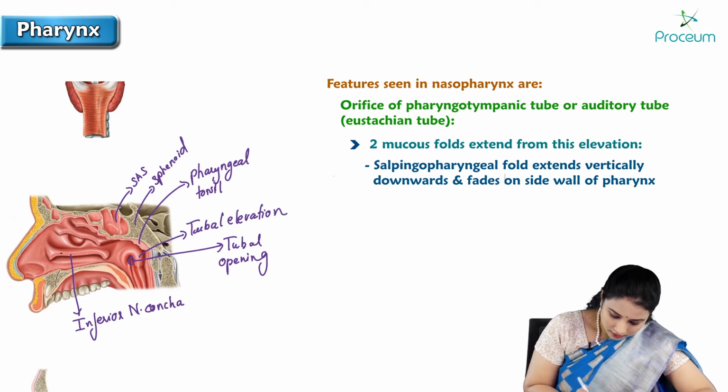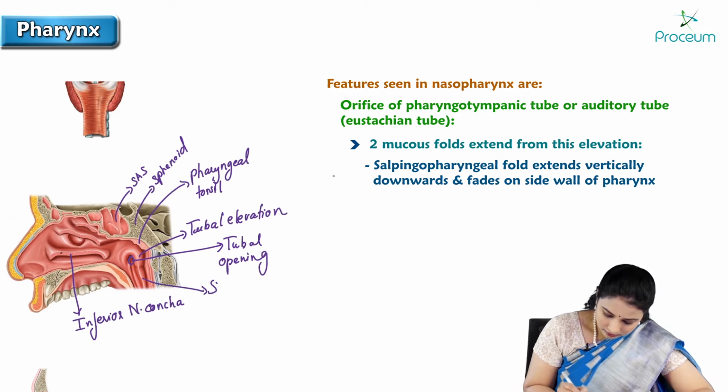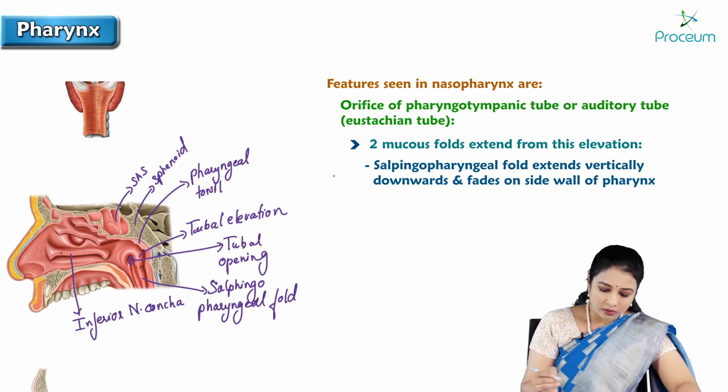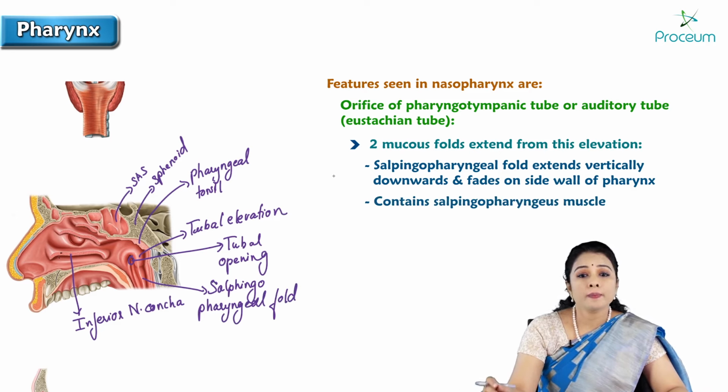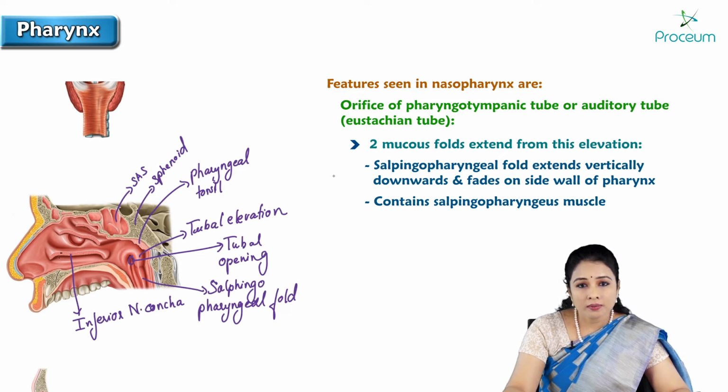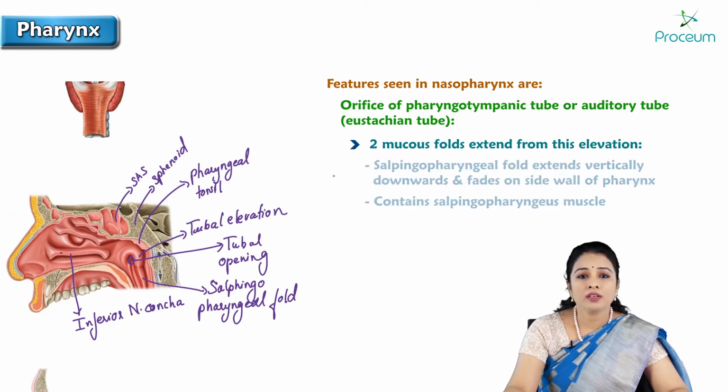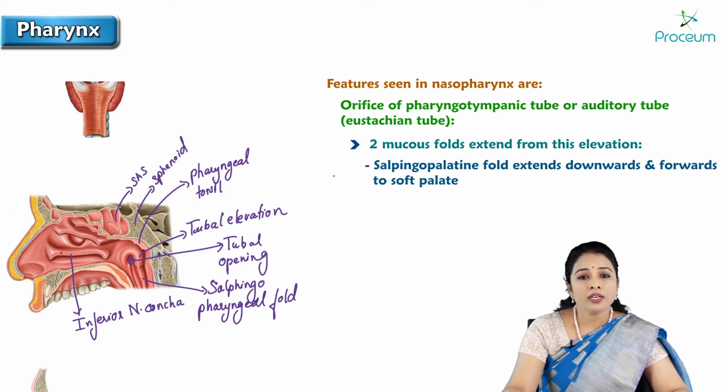So here is the salpingopharyngeal fold, which contains the salpingopharyngeus muscle. Salpinx means tube. So it is a muscle attached to the auditory tube. That is the reason it is called the salpingopharyngeal fold containing salpingopharyngeus muscle. And the salpingopalatine fold extends downwards and forwards into the soft palate, and it contains the levator palatini muscle.